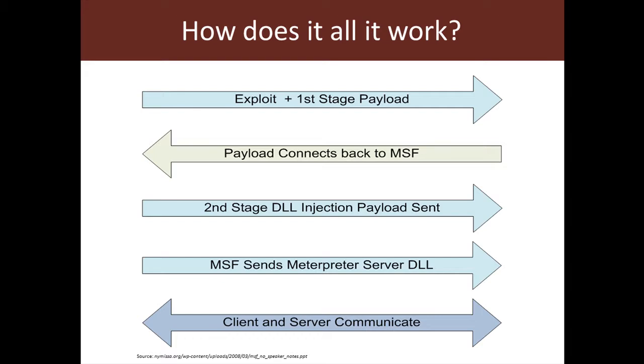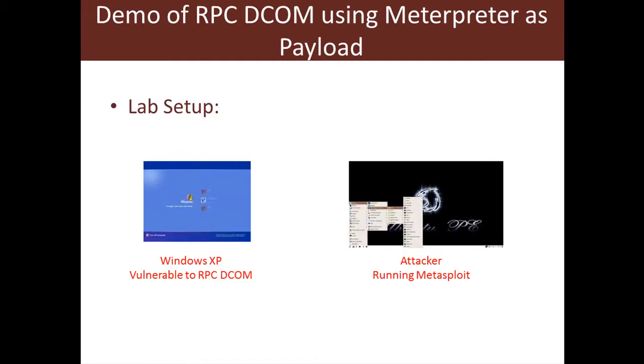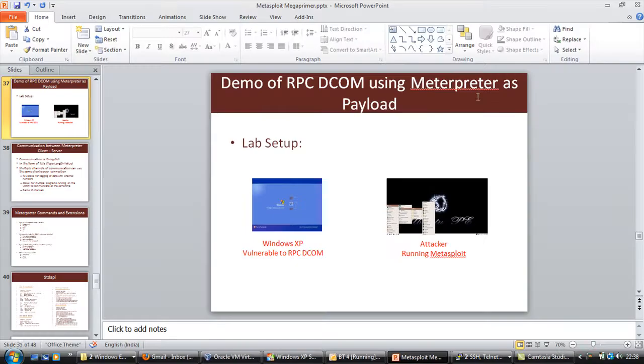Now, once the DLL starts running in memory, both the client and server, which is the attacker and the victim side, communicate. From there on, depending on what is required, other extensions can be loaded as DLLs, and many other things are possible. Okay, so I guess a lot of theory, and without further ado, let's look at an actual demonstration of using Metasploit.